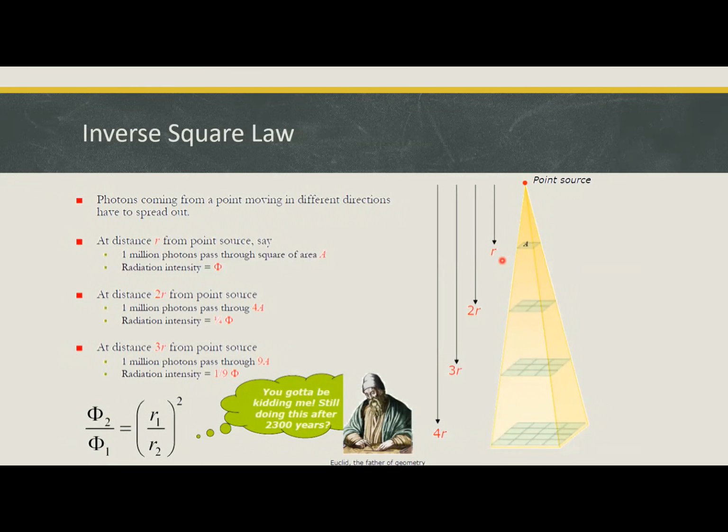The basics of photons is the inverse square law. The photons coming from a point moving in different directions have to spread out. So the intensity at distance R will be different from that at distance 2R, and it will be 1/4 of the initial one. In such a way it will decrease, and that's the formula one could follow.